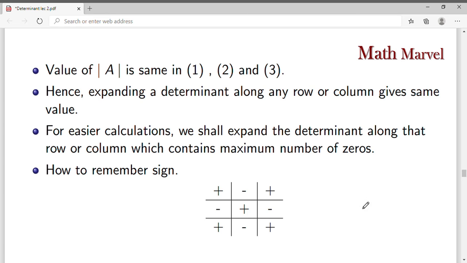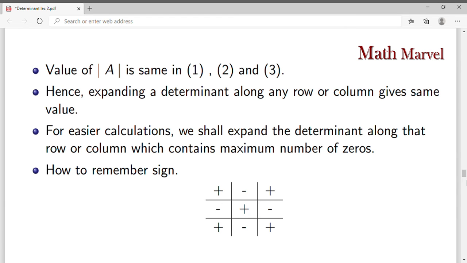For easier calculations, we shall expand the determinant along that row or column which contains the maximum number of zeros. Suppose in the first row we have two elements 0, and the third one is any non-zero number. Obviously multiplication with 0 becomes 0, so we have to consider only one element. So we can easily find the value of the determinant. Generally we consider the row or column in which the maximum number of zeros are there.